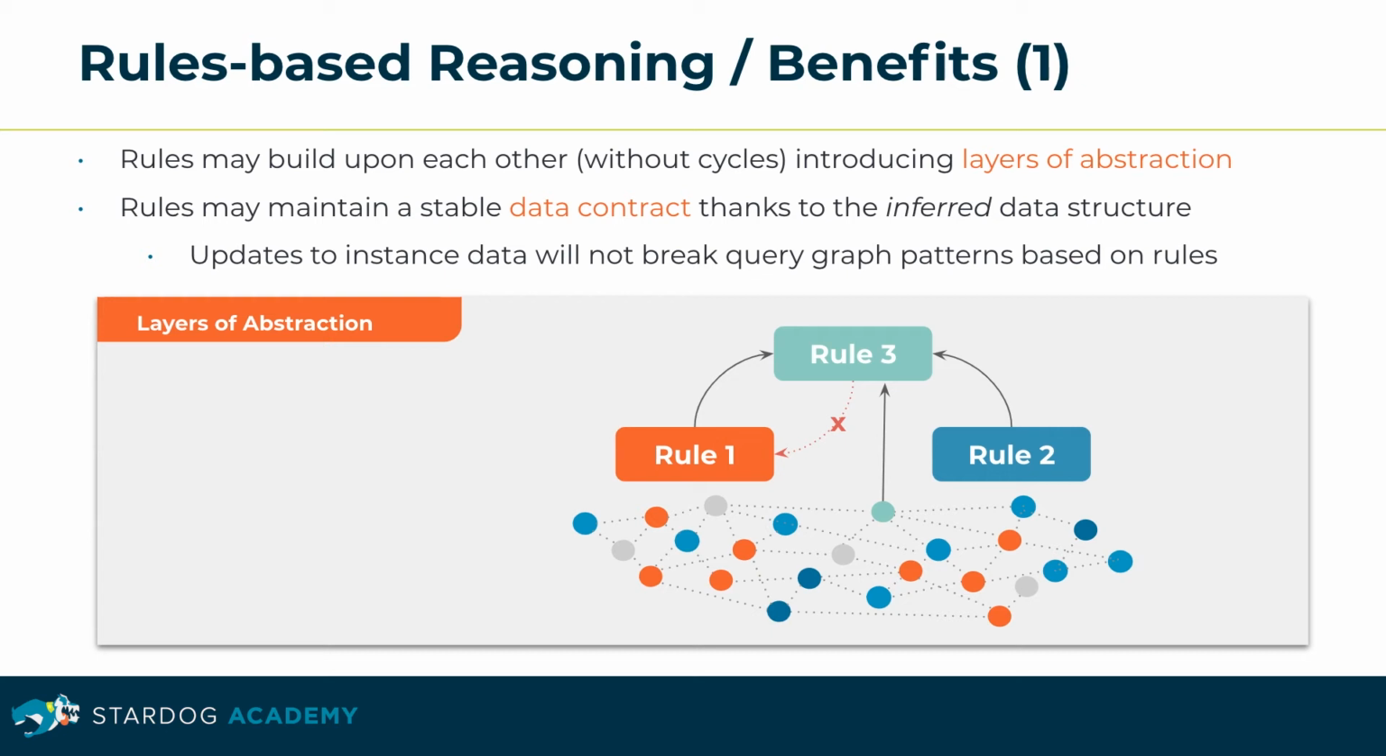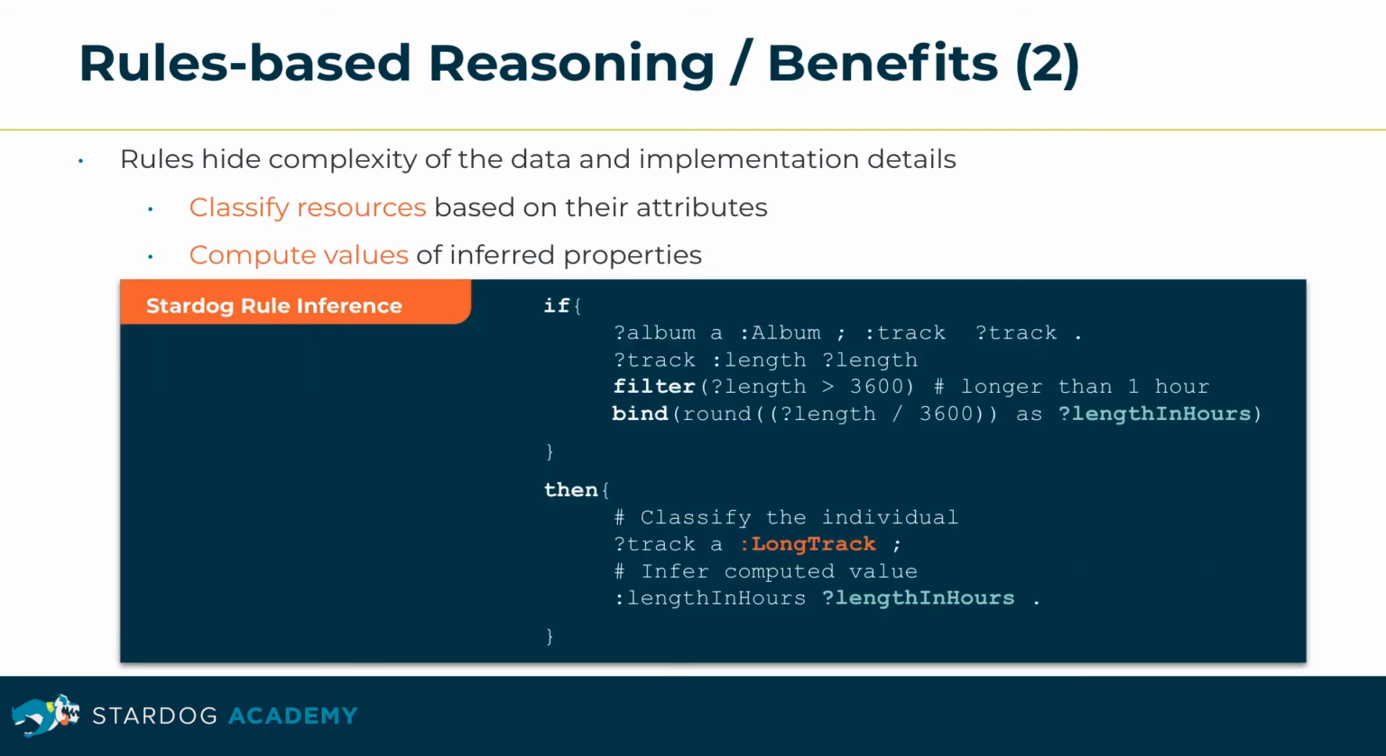Thanks to the inferred data structure, rules may help to keep up a stable data contract so graph patterns of queries will not break even when the underlying data changed. Rules hide complexity of the raw graph data and details of the evaluation logic. The example rule demonstrates the main capabilities. It classifies track instances based on the length attribute and computes a new inferred property, length in hours.